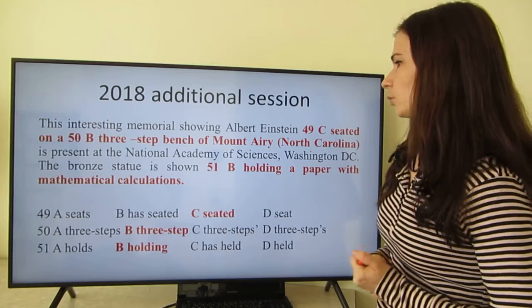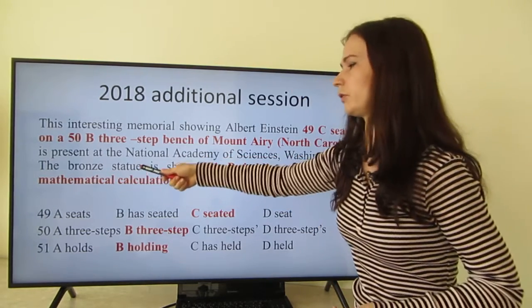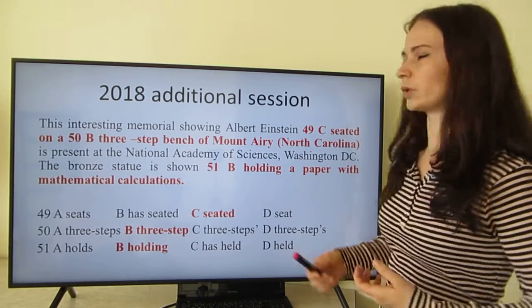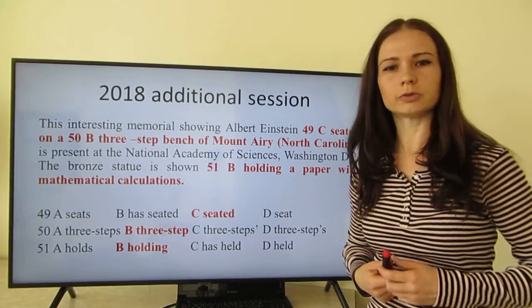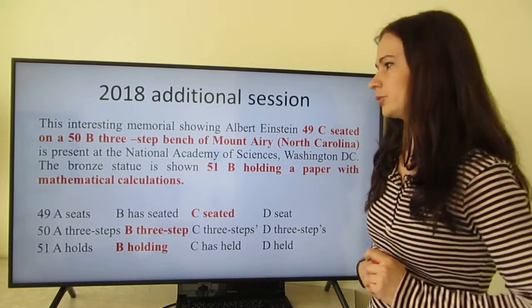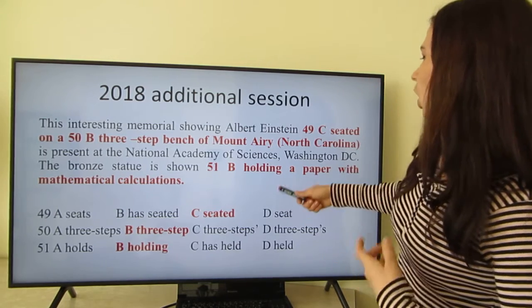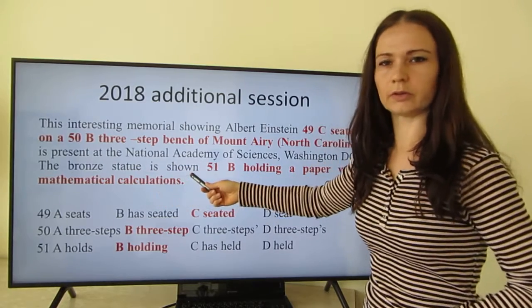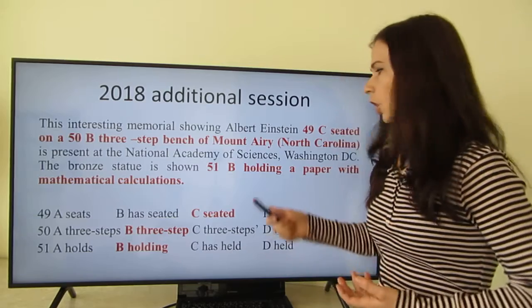In this case, we have the main clause. The broad state is shown, yes, the passive verb, holding a paper. We can change this sentence and we will get 2 verbs for 1 subject. The statue is shown and it holds a paper. 1 subject is in the passive and the other one will be active, holds.